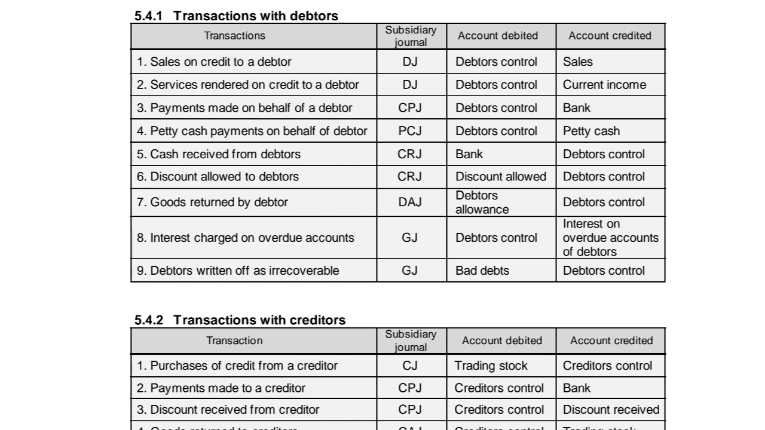Goods returned by a debtor will be the debtors allowances journal. We'll debit debtors allowances and credit debtors control. Interest charged on overdue accounts goes to the general journal. We'll debit debtors control and credit interest on overdue accounts of a debtor. And then debtors written off as irrecoverable, also to the general journal. We'll debit bad debts and credit debtors control.